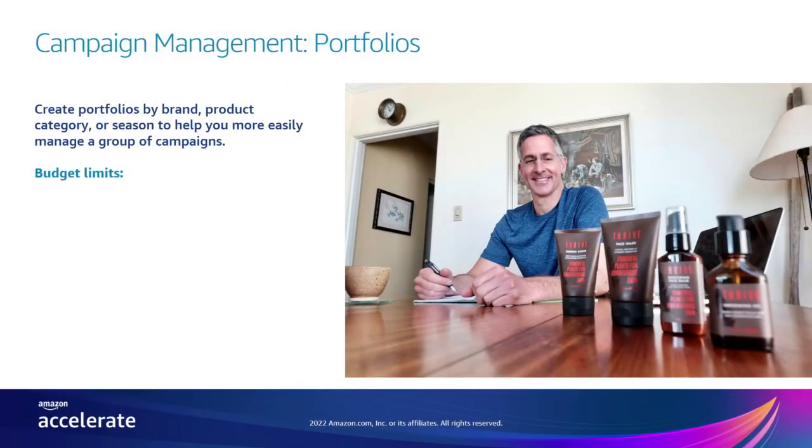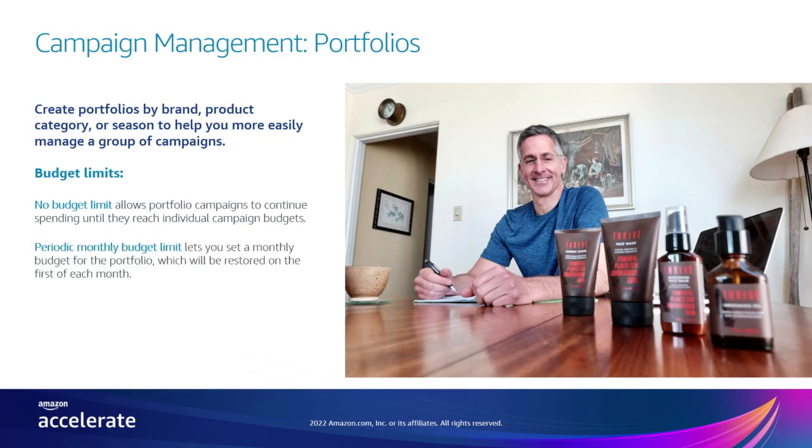By default, the portfolio budget is set to no budget limit. This adjustment allows portfolio campaigns to continue spending until they have used individual campaign budgets. Periodic monthly budget limit is another option, which allows you to set a periodic monthly budget for the portfolio. The portfolio budget will restore on the first day of each month.